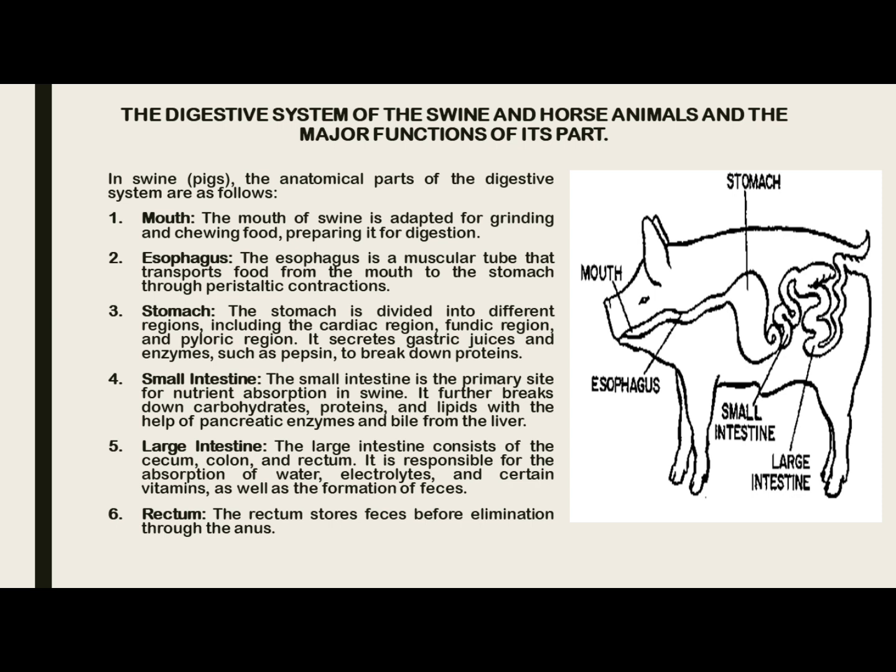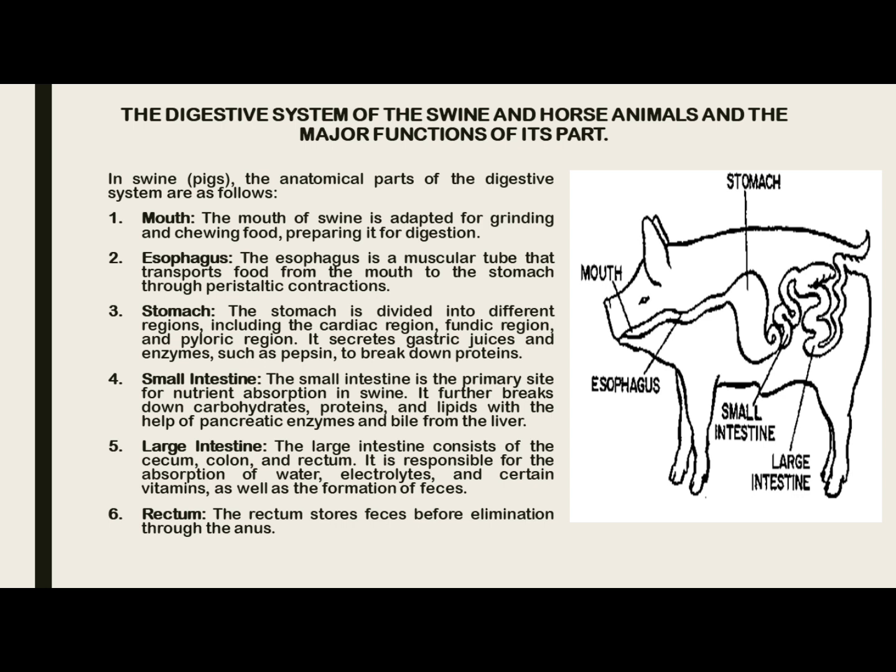Stomach. The stomach is divided into different regions including the cardiac region, fundic region, and pyloric region. It secretes gastric juices and enzymes such as pepsin to break down proteins. Small intestine. The small intestine is the primary site for nutrient absorption in swine. It further breaks down carbohydrates, proteins, and lipids with the help of pancreatic enzymes and bile from the liver.